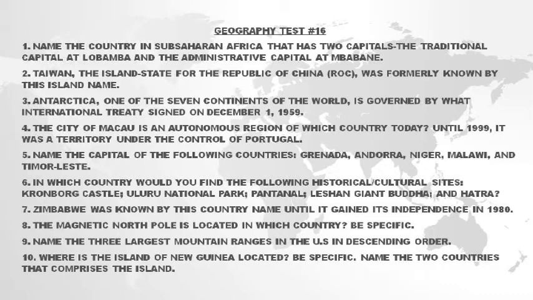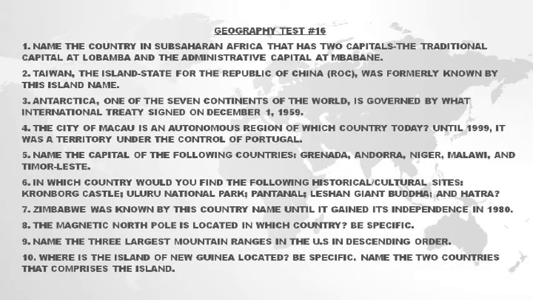Question 2. Taiwan, the island state of the Republic of China, abbreviated the ROC, was formerly known by this island name. So what was the name before Taiwan? Question 3. Antarctica, one of the 7 continents of the world, is governed by what international treaty signed on December 1st, 1959? Question 4. The city of Macau is an autonomous region of which country today? Until 1999, it was a territory under the control of Portugal.